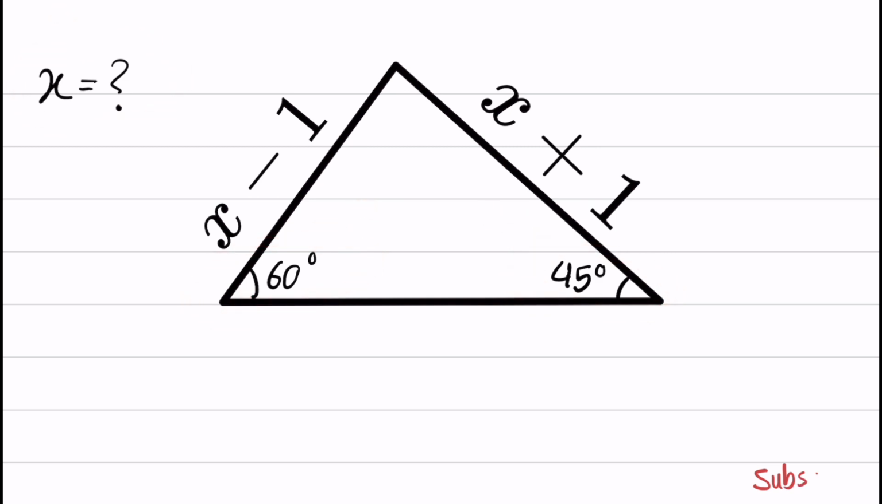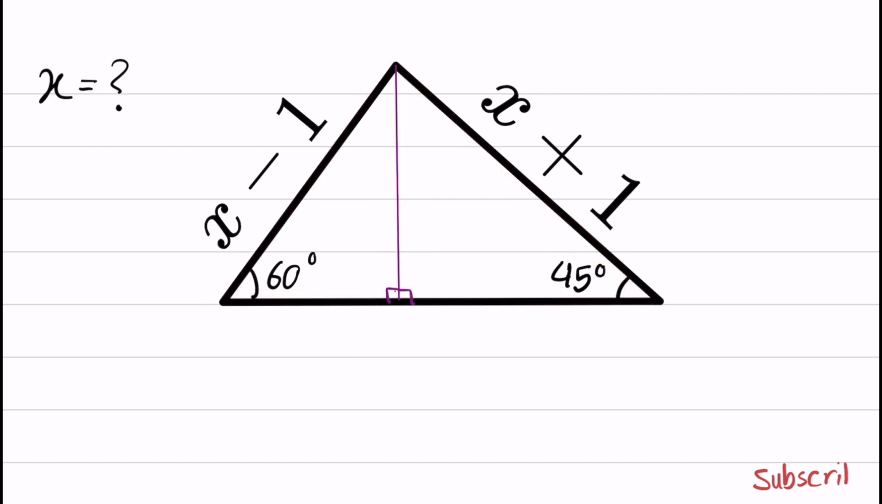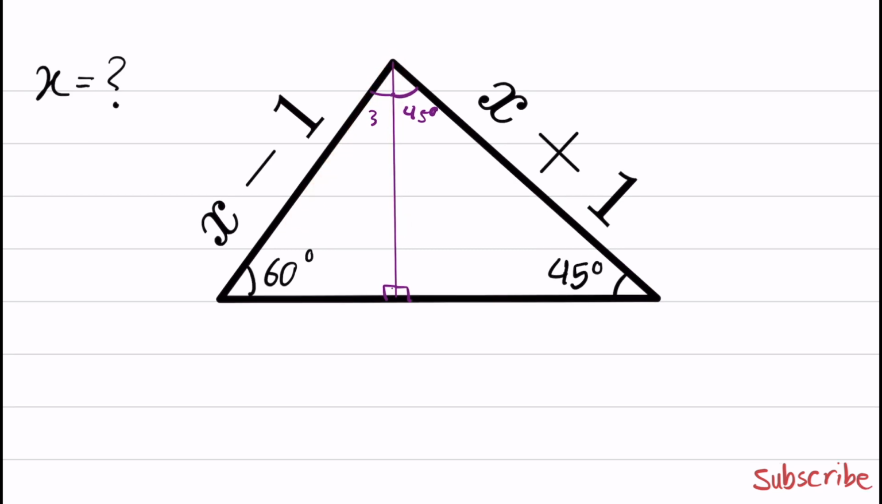Let's start the solution. In the first step, I'm going to add the altitude. Therefore, we have right angle here and right angle here. And these two triangles are right triangles. Because these are right triangles, this angle is 45 and this angle is 90 minus 60, which is 30 degrees. I call the length of altitude h.